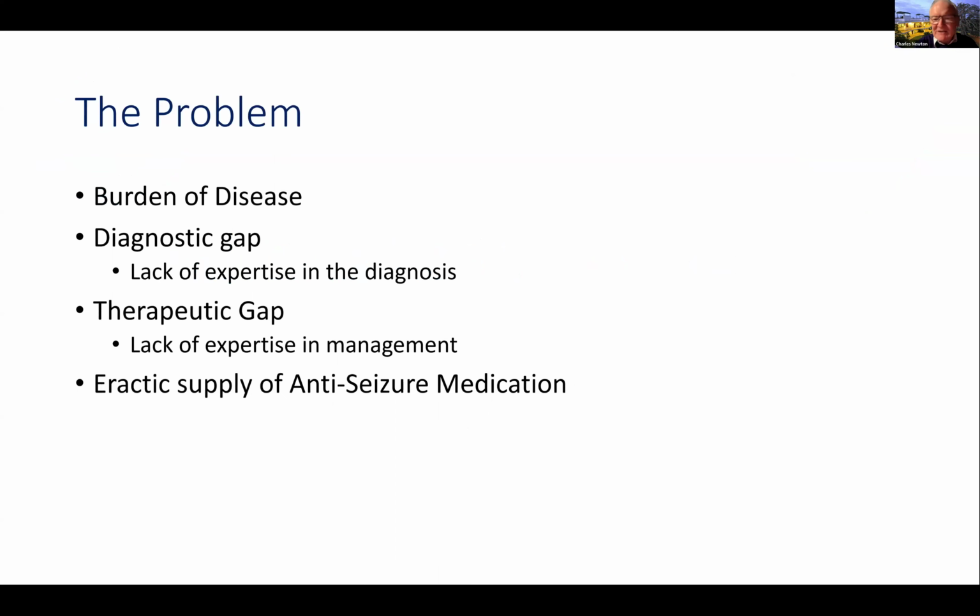So the problem that we face with epilepsy in many low and middle income countries, and particularly in Africa, is that there's a great burden of disease. There's a significant diagnostic gap in that many people with epilepsy are not diagnosed. And then there's also a considerable therapeutic gap, which not only consists of the prescription and adherence to anti-seizure medication, but also the ancillary modalities for managing epilepsy, including psychosocial support and education, as well as some of the ancillary things such as ketogenic diets.